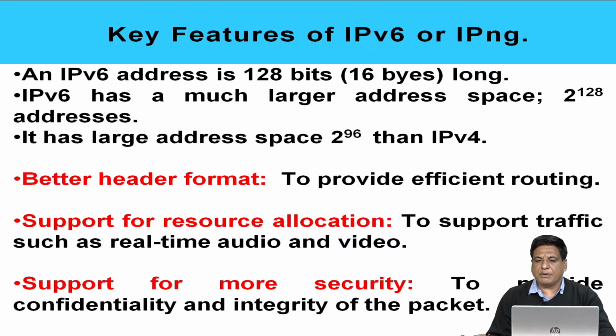Key features of IPv6, or IPNG. An IPv6 address is a 128-bit address, also known as a 16-byte long address. IPv6 has a much larger address space, that is 2 to the power 128 addresses. It has an address space 2 to the power 96 times larger than IPv4.